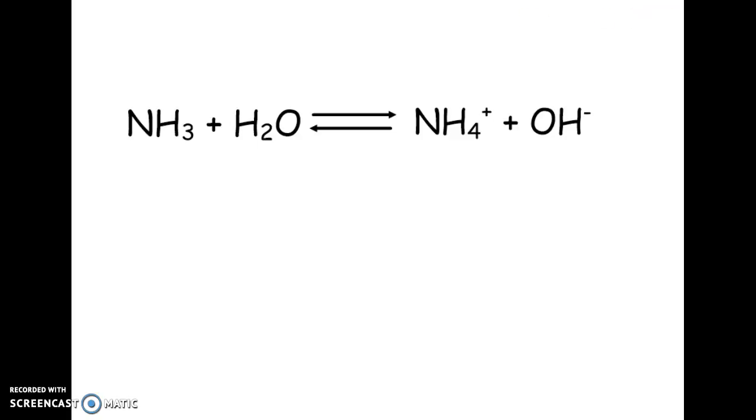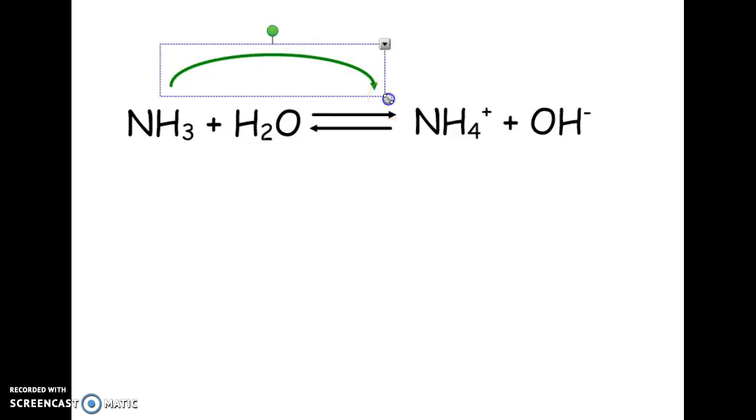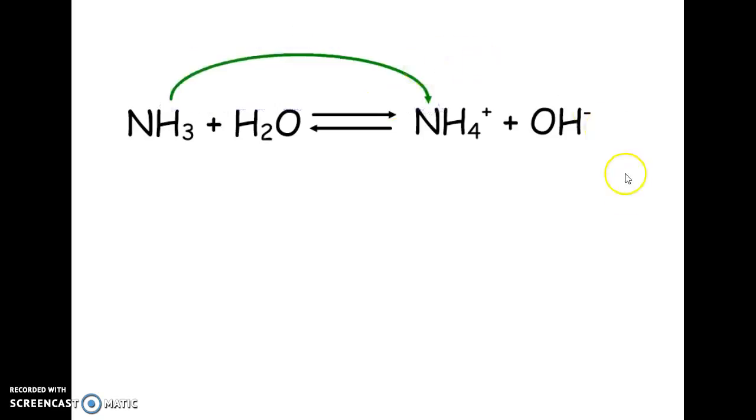NH3 differs by just an H+ ion from NH4+. So NH3 is becoming the NH4+ ion. In order to do that, the NH3 must accept an H+ ion. It has to get another one. H+ ion acceptors are bases, so NH3 is acting as my base. In the reverse reaction, NH4+ has to lose or donate an H+ ion in order to go back to being NH3. So NH4+ is acting as my acid.